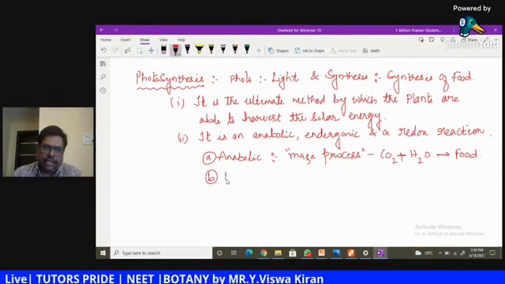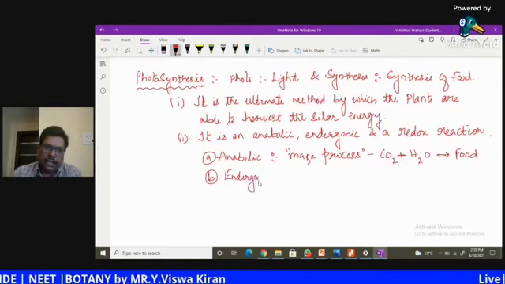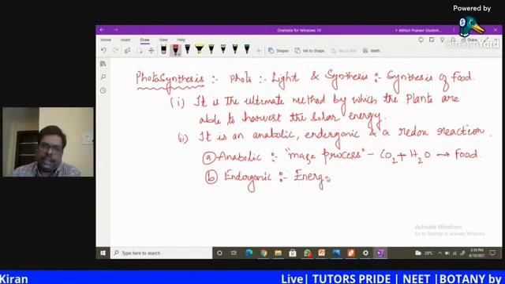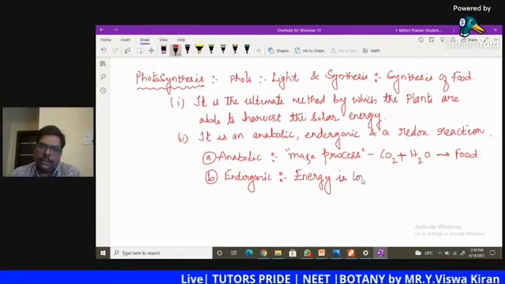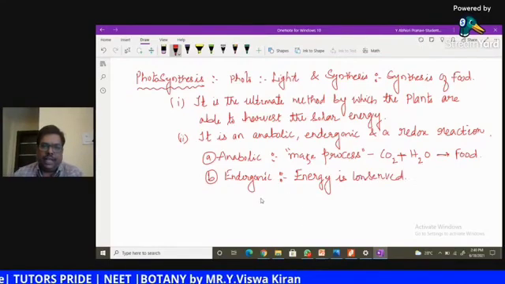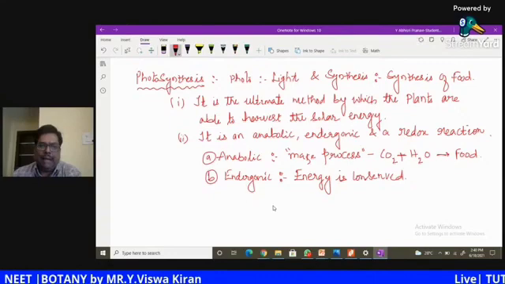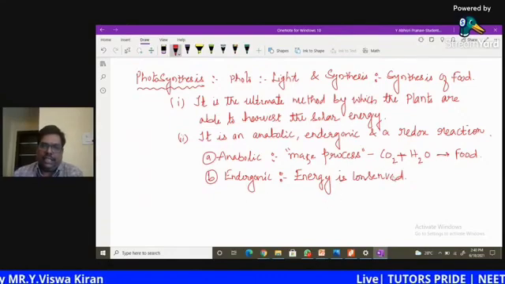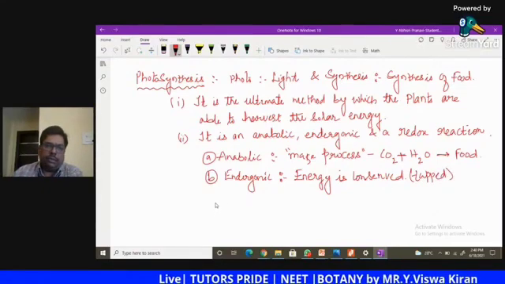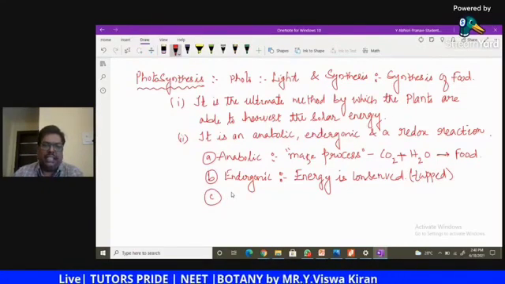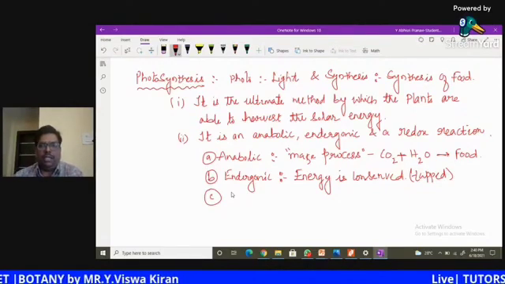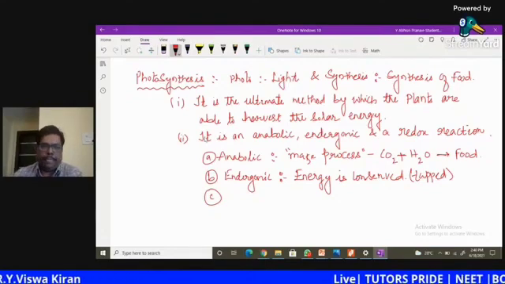So let us look at why it is endergonic. Endergonic is a process where the energy is conserved. So photosynthesis is a process where the energy is actually tapped. So here the energy is actually tapped. That is why it is called an endergonic process. Whereas if you take respiration, it will be exergonic. If you take respiration, you will call it catabolic. So I told you it is opposite all the time.